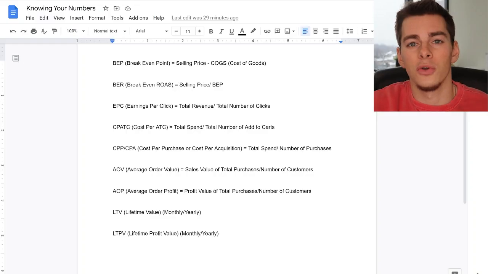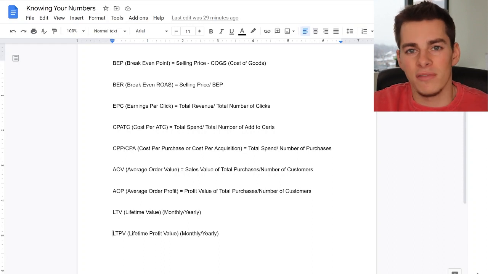But when you look behind the scenes, you're actually getting a $45 average order profit and you're actually getting $16 per sale. So it's a huge difference in understanding how to differentiate what your break-even point is versus your average order profit. And then we have these last two metrics.